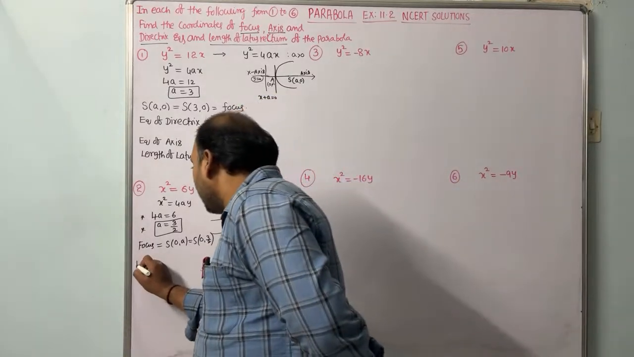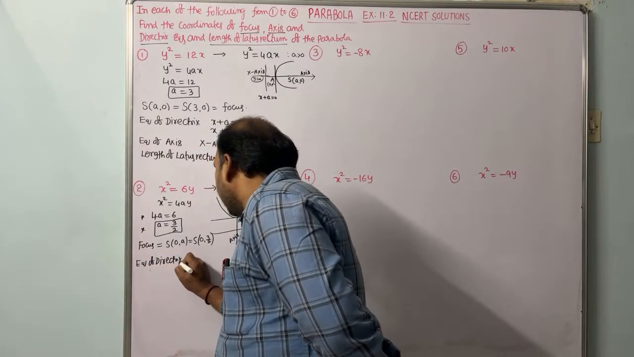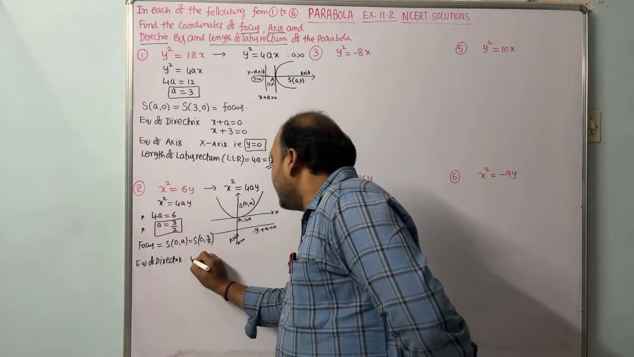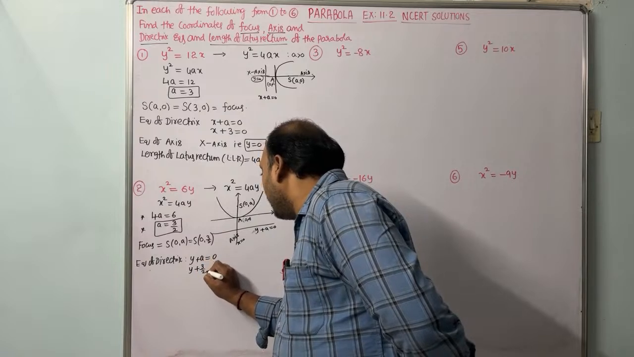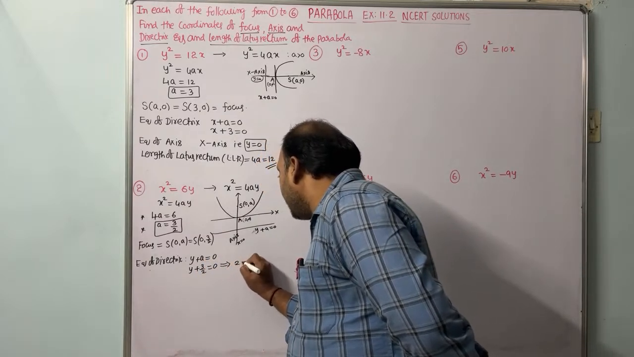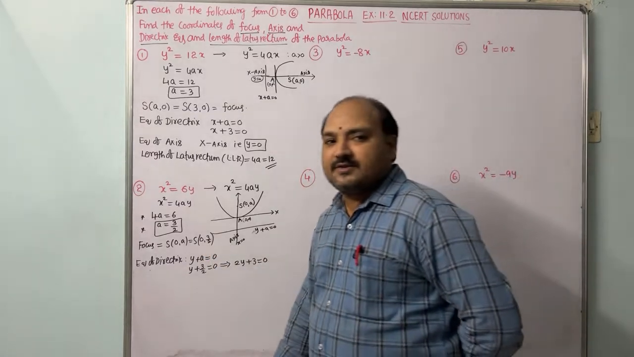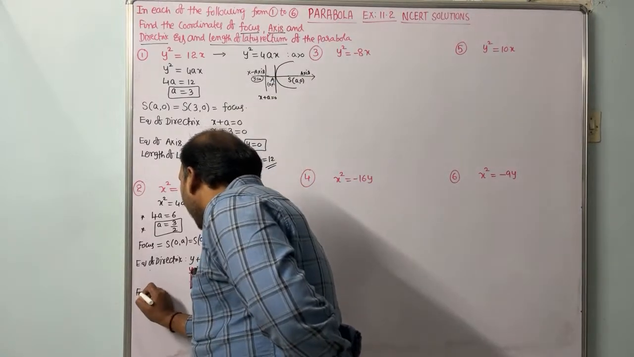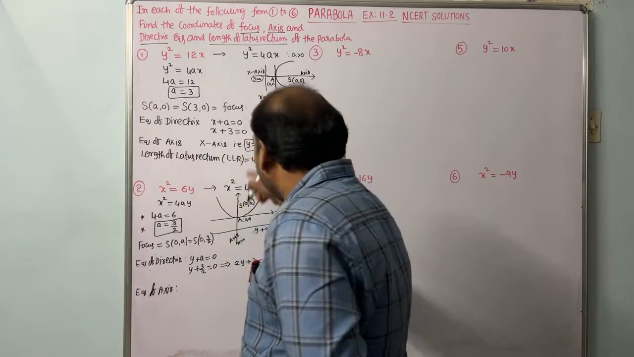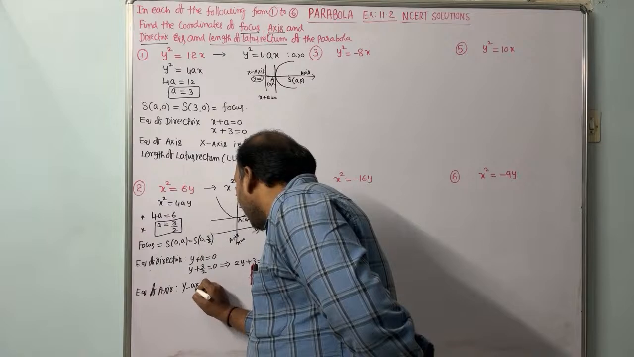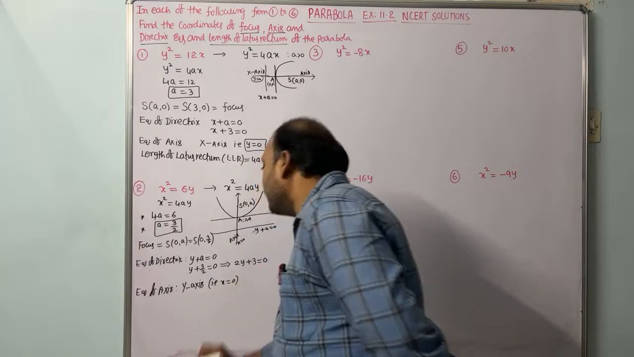Next, equation of directrix is y plus a equal to 0, so y plus 3 by 2 equal to 0. If we simplify, 2y plus 3 equal to 0. Just take LCM and simplify it, students. Next, equation of axis. Clearly it is the y-axis now, that is x is equal to 0.